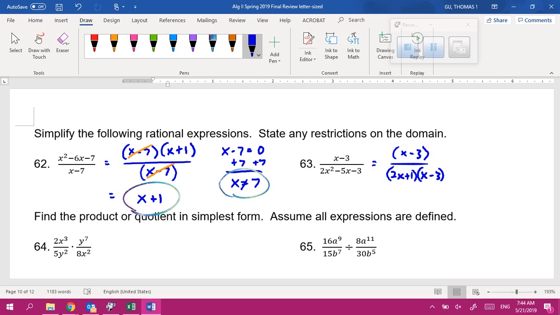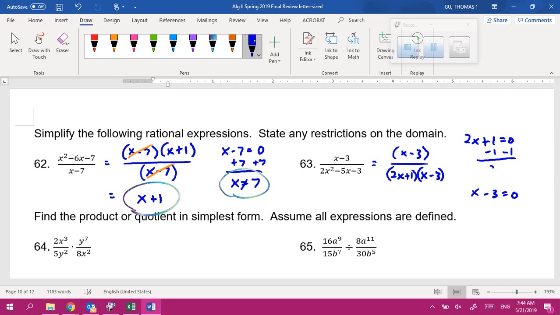What's the next step after you factor out everything? Set the denominators equal to 0. Right, because you're looking for the restrictions, right? So what are my two equations to find out my restrictions? 2x plus 1 equals 0. Right, and? x minus 3 equals 0. Okay, so 2x plus 1 equals 0. How do I solve this?